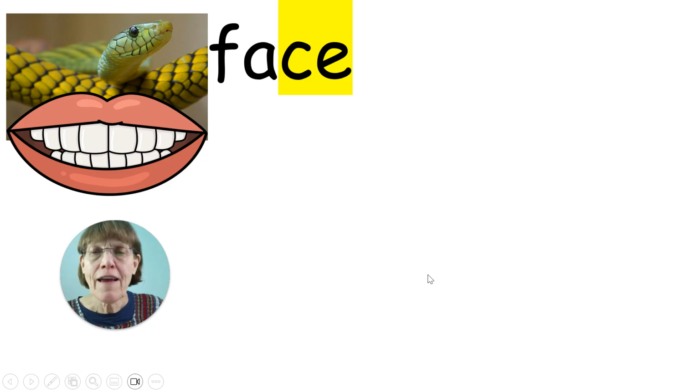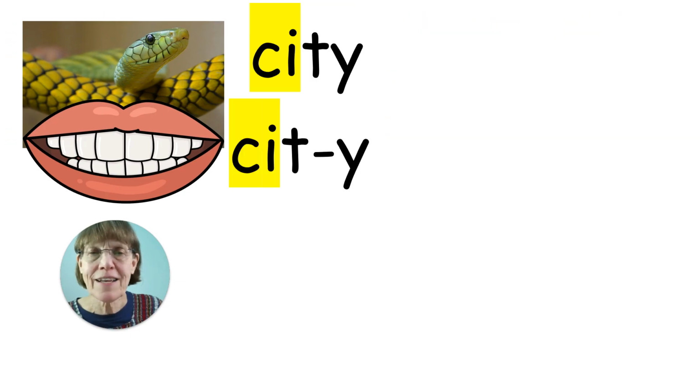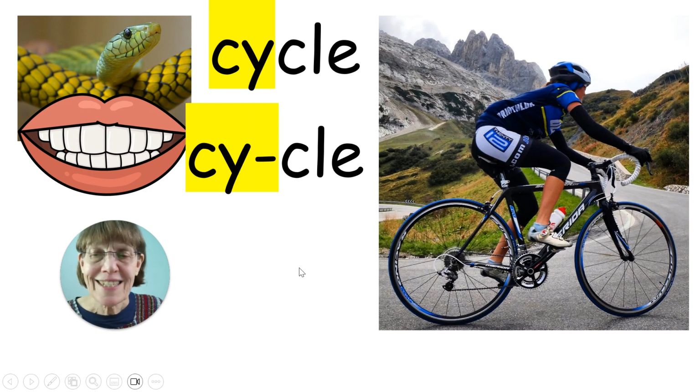Like in the words face, face. Or in the word city, city. Notice that in this two-syllable word, the Y says E. Or in the word cycle, cycle. The Y says I in this word.